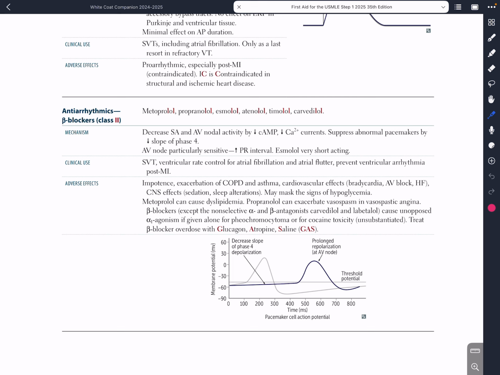These are metoprolol, propranolol, esmolol, atenolol, timolol, and carvedilol. Mechanism of action is that it decreases SA and AV nodal activity by decreasing cAMP, decreasing calcium currents, not calcium level, calcium currents. So, which means that calcium cannot go in and out easily. Suppresses abnormal pacemaker by decreasing slope of phase 4. So this is slope of phase 4.